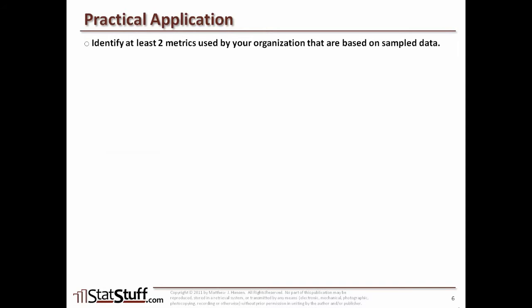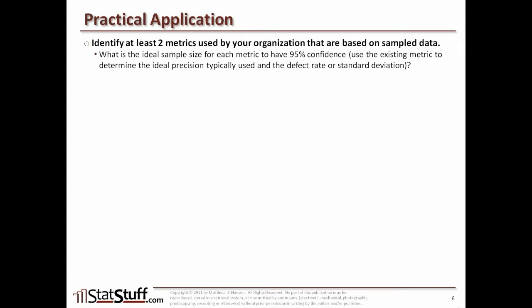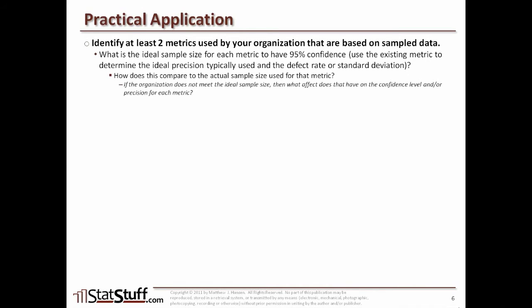And for each of those different metrics that you're looking at, try to ask these few questions. For example, what's the ideal sample size for each of those different metrics in order to have 95% confidence? Now, you need to use the existing metric to determine the ideal precision typically used, and also you'll need to figure out, based off of the existing metric, the defect rate or the standard deviation, depending on which calculator you're using, the discrete calculator or the continuous calculator. And how does this answer compare to the actual sample size that's used for that particular metric? If the organization doesn't meet the ideal sample size that you calculated, then what effect does that have on the confidence level or on the precision for each of those metrics?